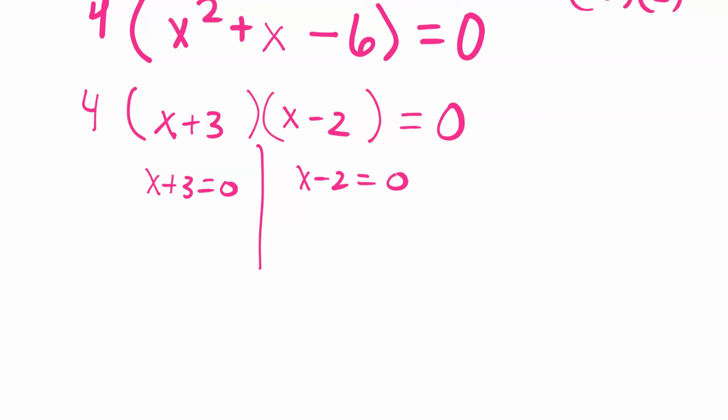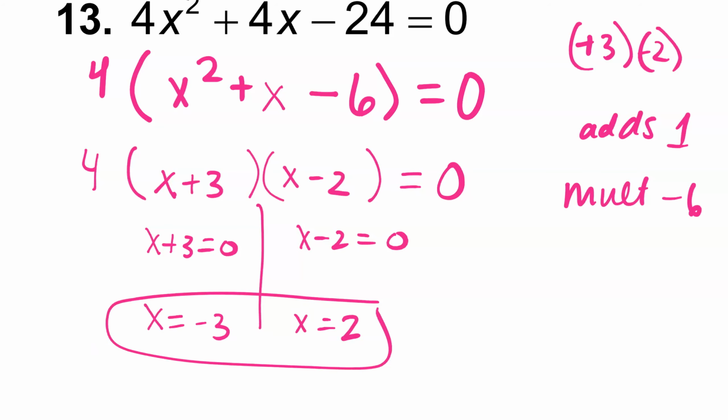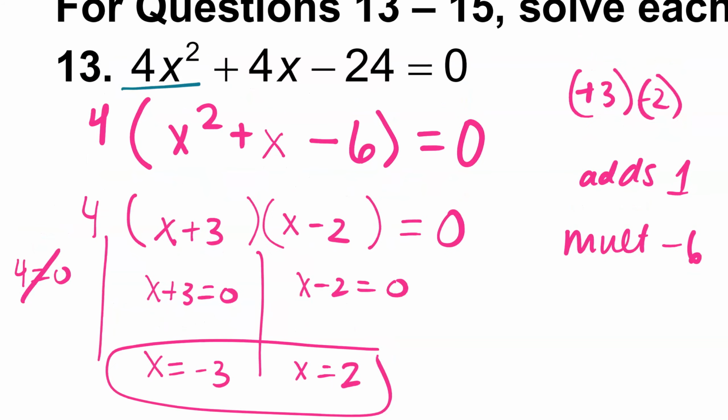Adds to 1, multiplies to negative 6. If I set each of these equal to 0, I see x equals negative 3 and x equals 2. That's the whole problem. The 4, if I set it equal to 0, no, that's not true. It doesn't give me a solution. So this is what Isabella was talking about. Divide every single term by 4, I get the exact same answer, whether I have this 4 at the beginning or the end.